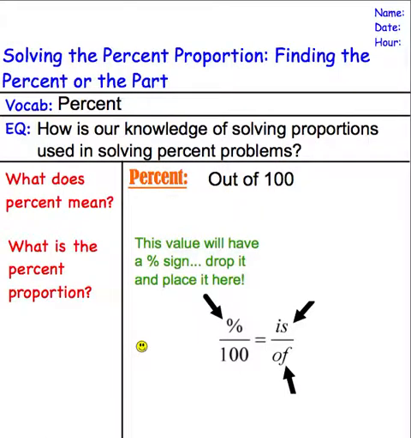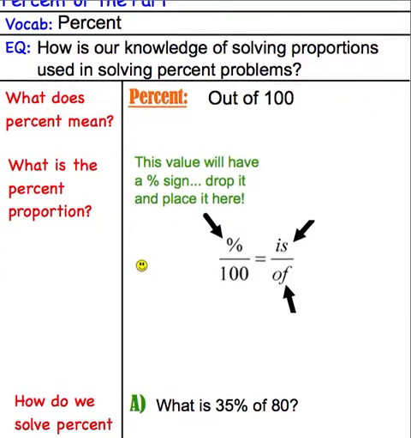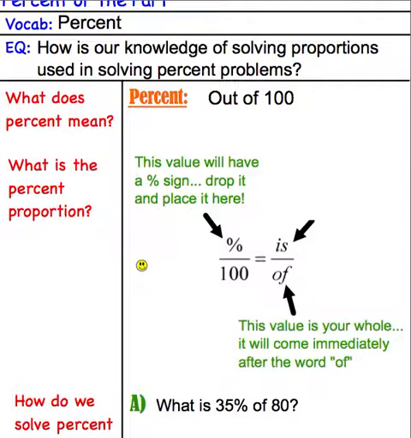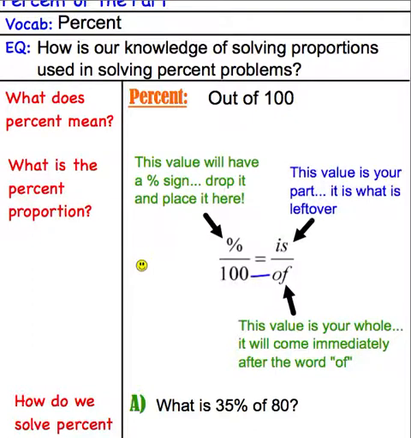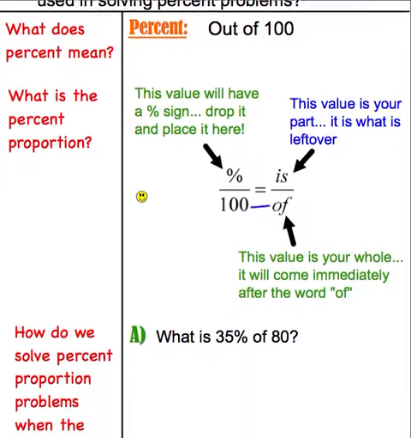Now the of value, probably going, what in the heck is the of value? The of value is your whole. It's coming immediately after the word of, and it represents the total that is equivalent to 100%. Hence the reason why there's a horizontal line connecting the 100 and the of. Now the is part is your part. It's your piece of the whole. It's whatever's left over in the problem. So knowing this, let's go ahead and take a look at a couple of examples.